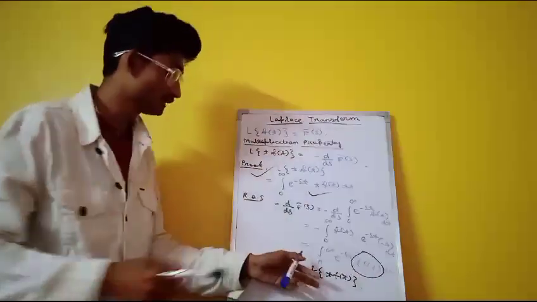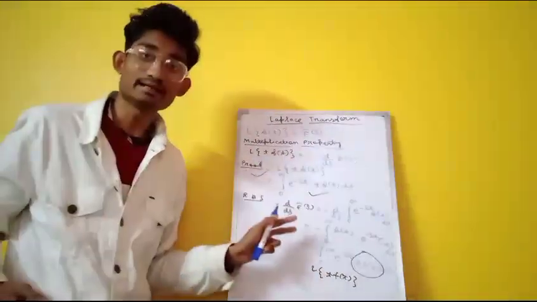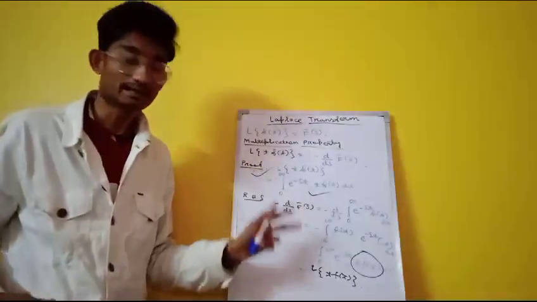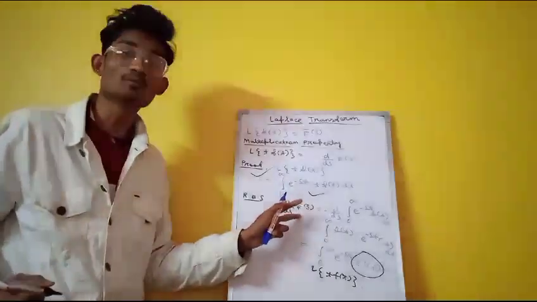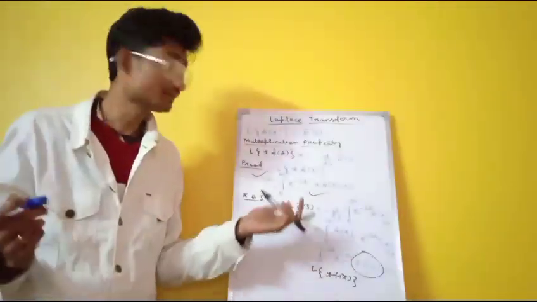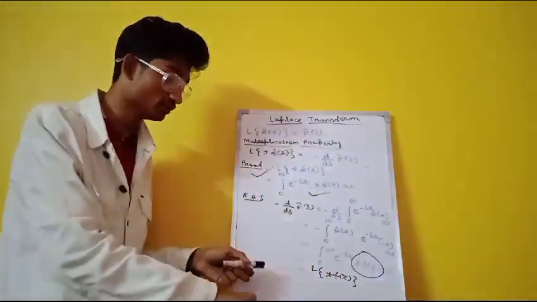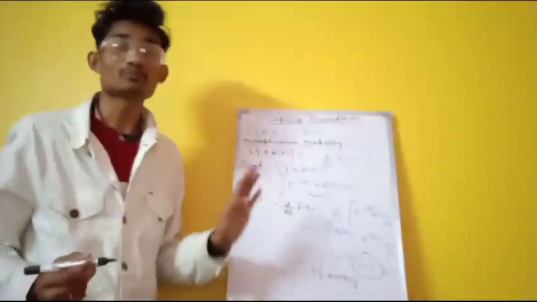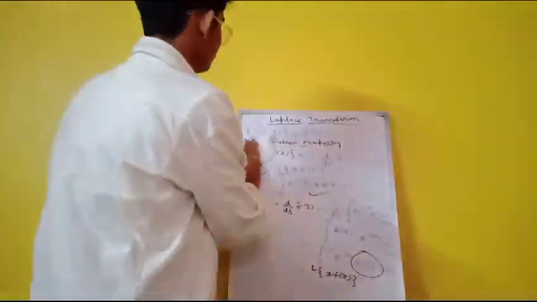Right? So Laplace of t f of t is minus d by ds of f bar of s. Just take the derivative of f bar of s and put a negative sign over here. So this is the derivation of this property. Now I will show one important problem regarding that. Okay?